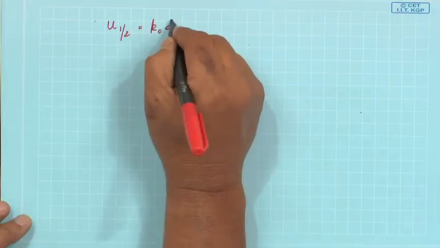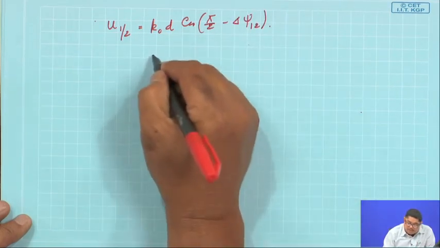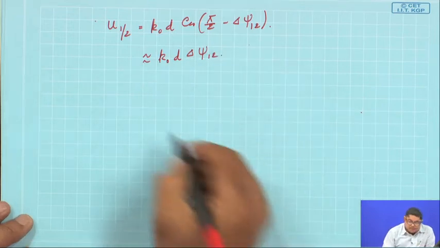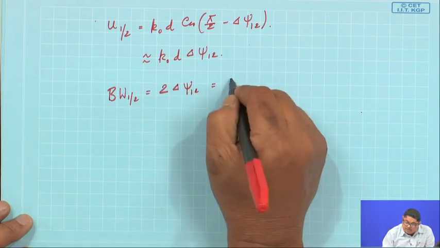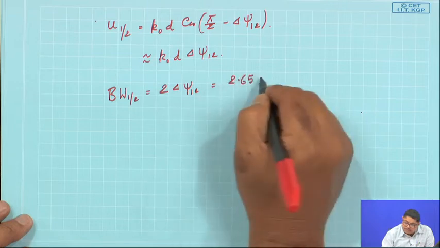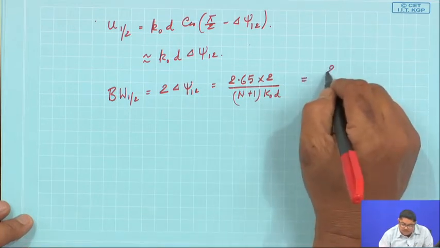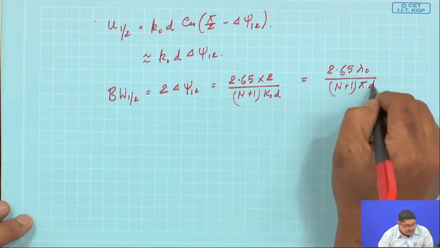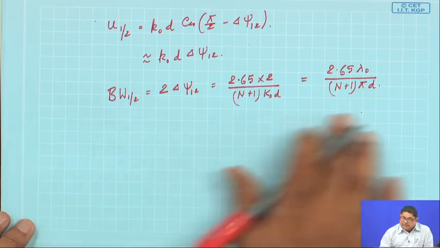But what is u half? It is k naught d cos pi by 2 minus delta, and this is k naught d. So, half power beam width is 2.65 into 2 by (n plus 1) k naught d, which is 2.65 lambda naught by (n plus 1) pi d. So, ultimately we got the H plane beam width.